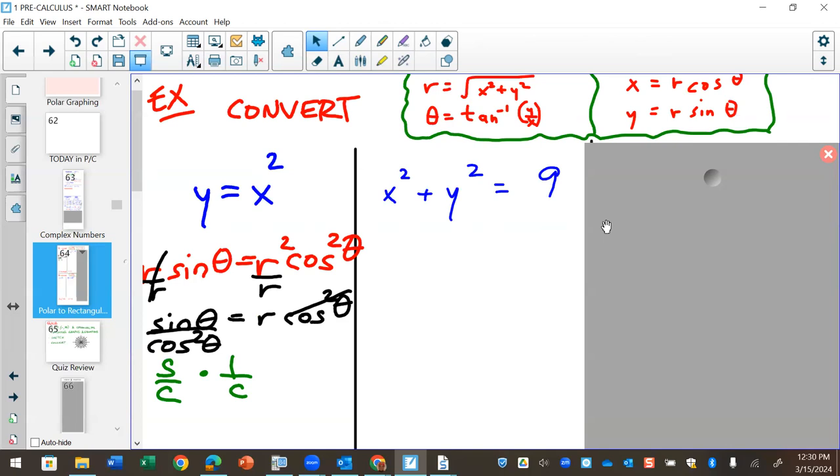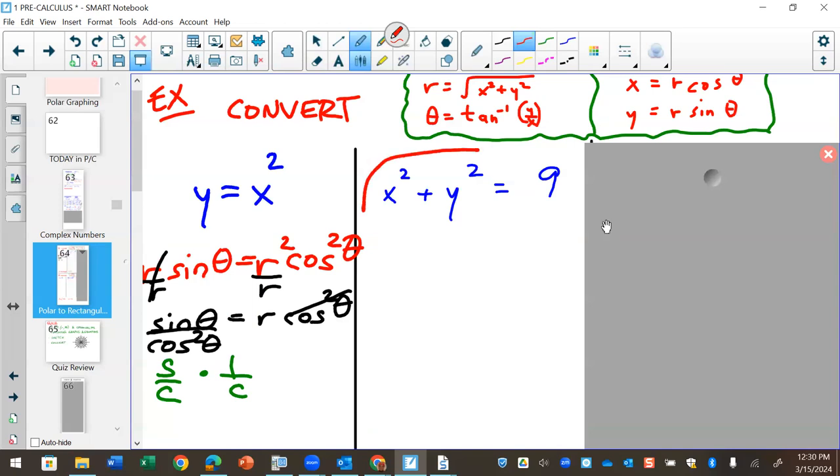But let's not skip steps. Remember, Mama always said, you skip steps, you're going to fall down. Okay, don't skip steps. So who's leaving this guy? Oh, actually, I should ask you. What do you want to do first to get rid of X and Y? Square root? Let's do that.